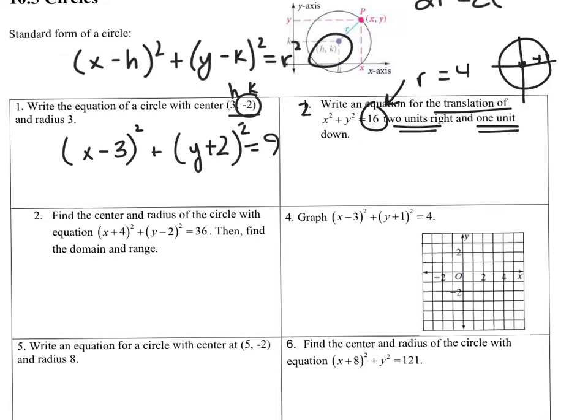If we shift it 2 right, your h is going to be positive 2. So it's going to be (x - 2)^2 plus, 1 unit down, (y + 1)^2 = 16. Because your new center of your circle is going to be at (2, -1). So that means it's shifted 2 units right and 1 unit down.